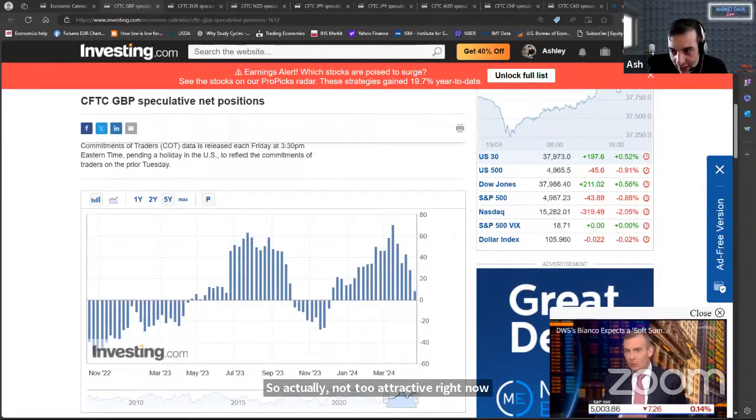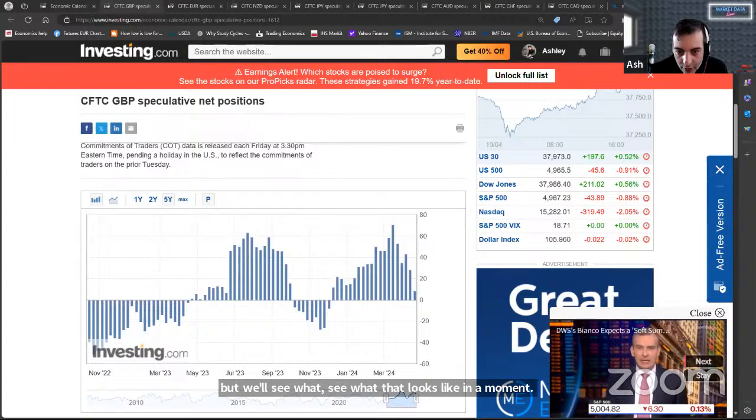The Swissy is possibly a little bit different with a pound, but we'll see what that looks like in a moment. Let's have a look through some of the other COT data as well.